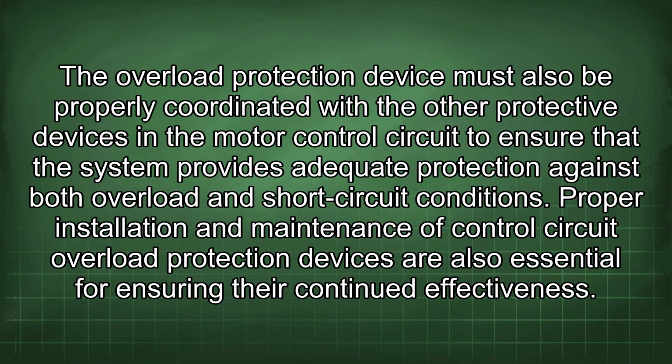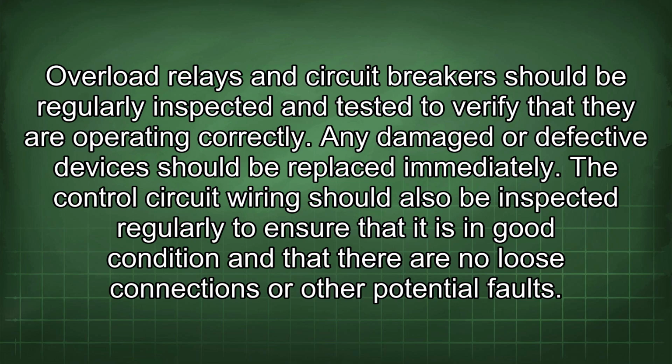Proper installation and maintenance of control circuit overload protection devices are also essential for ensuring their continued effectiveness. Overload relays and circuit breakers should be regularly inspected and tested to verify that they are operating correctly. Any damaged or defective devices should be replaced immediately. The control circuit wiring should also be inspected regularly to ensure that it is in good condition and that there are no loose connections or other potential faults.